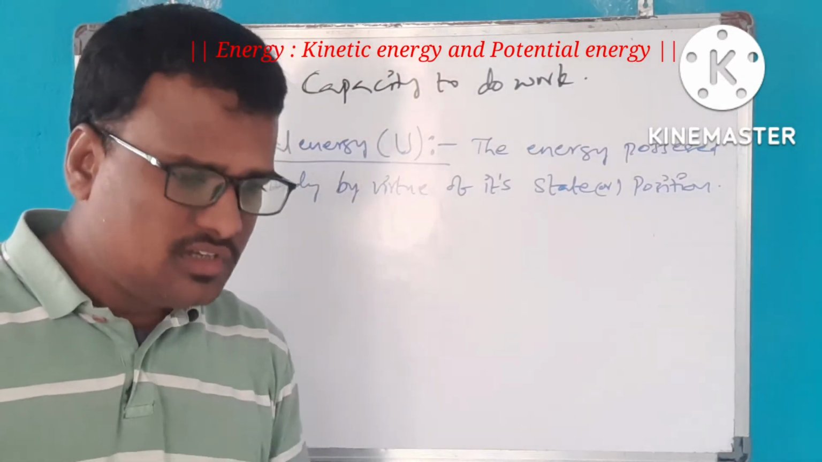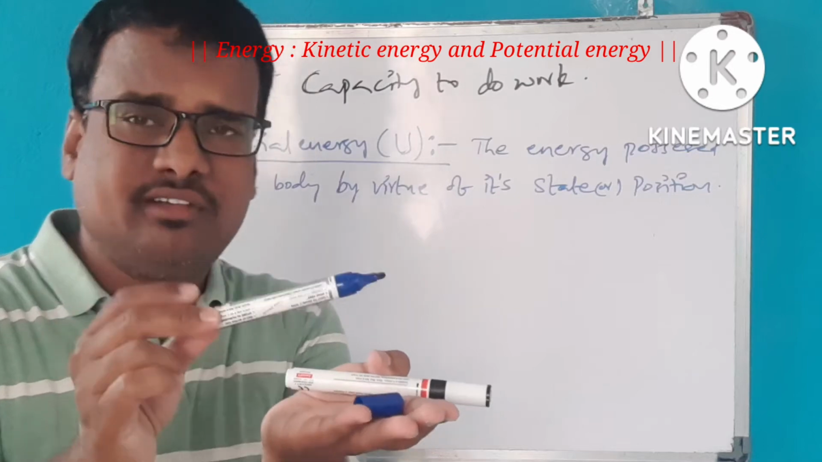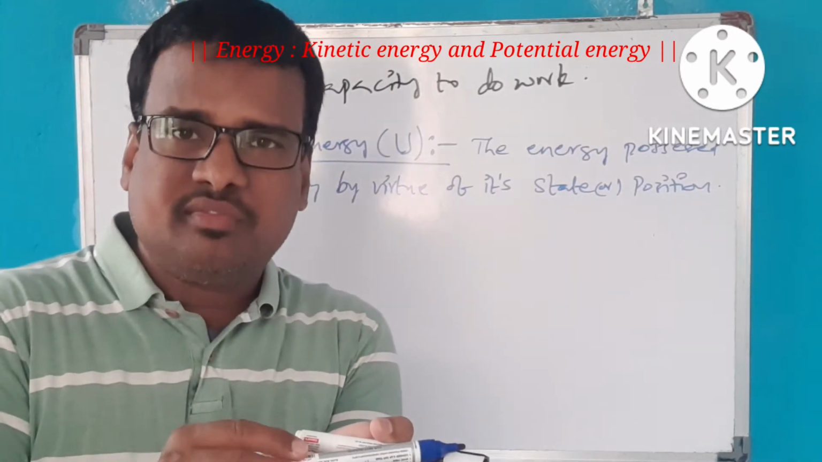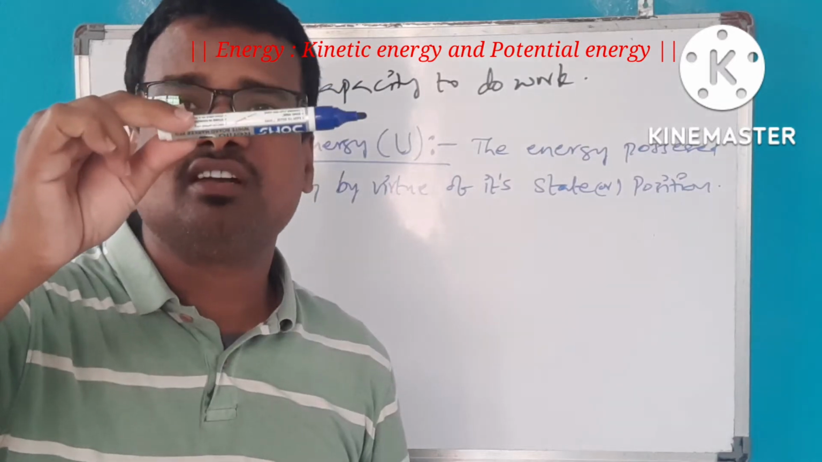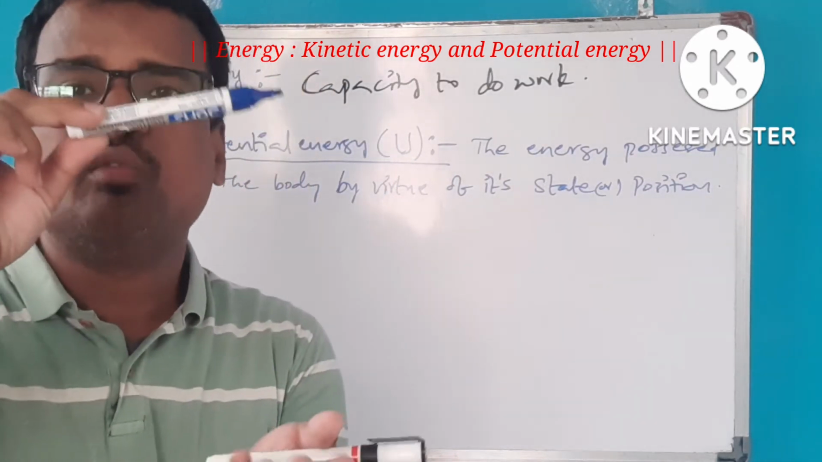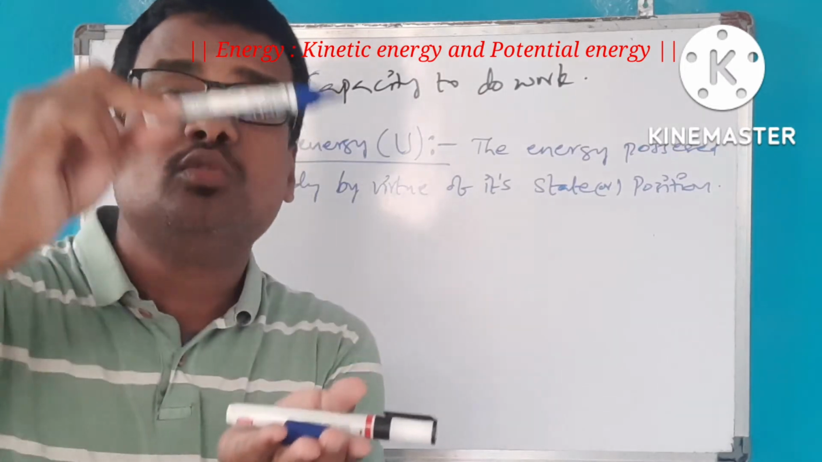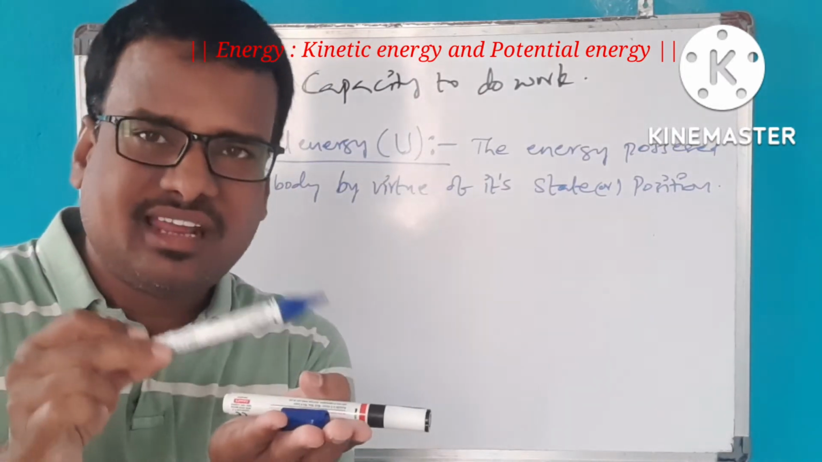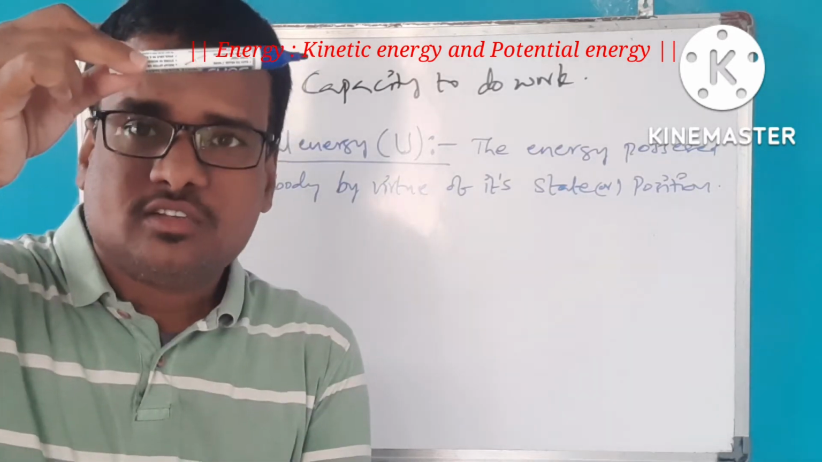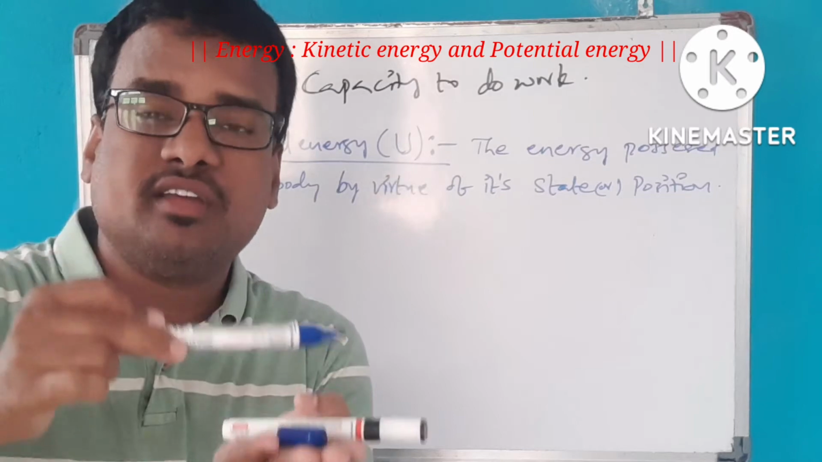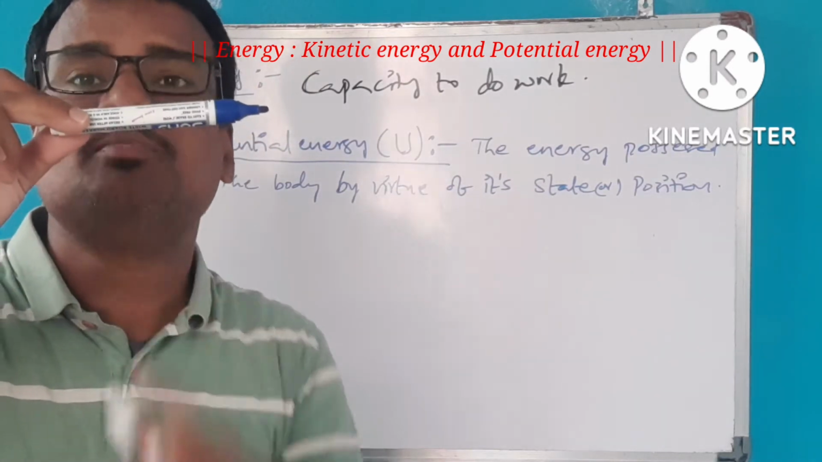For example, if a body is placed on the surface of another body, then there will be no potential energy in this body. But if we move this body up to some height, then at this position the body has some potential energy. Why? Because the body gains some energy at this position due to its state, due to its height. We do some work to move this body from this place to this place, and that work done is stored as potential energy in this body at this position.